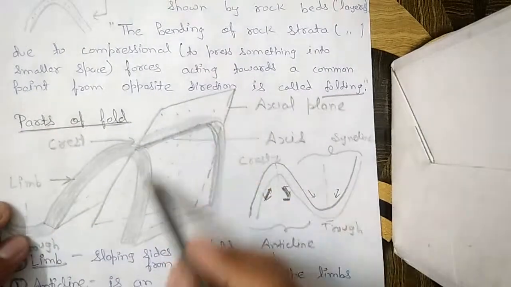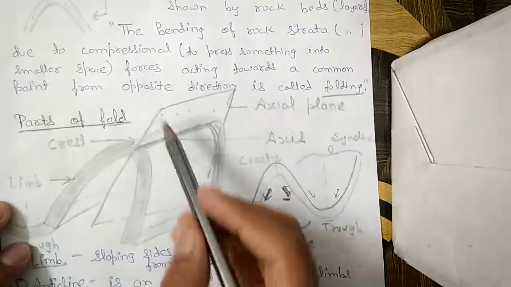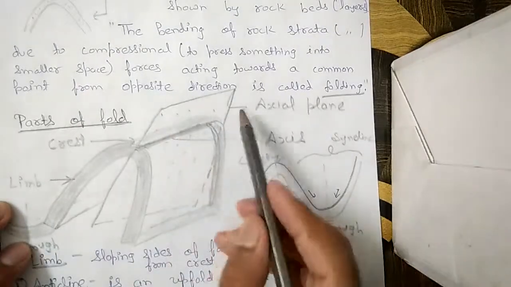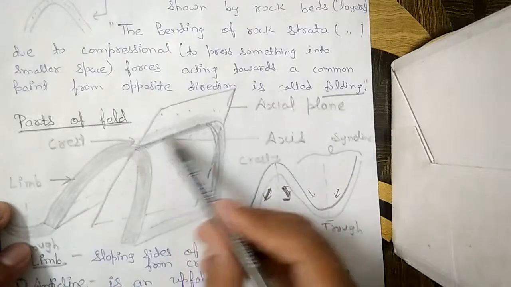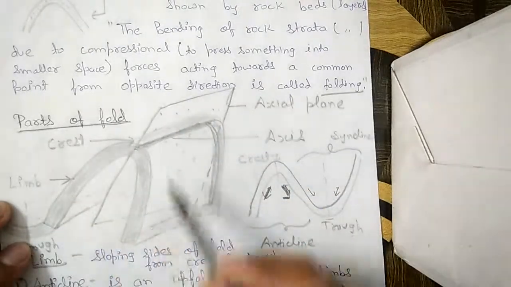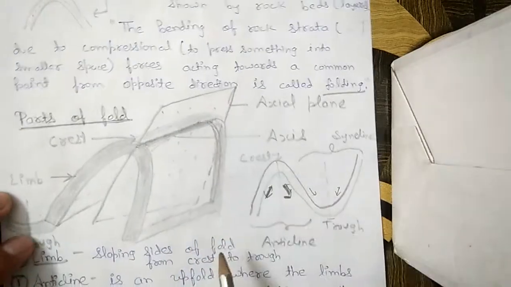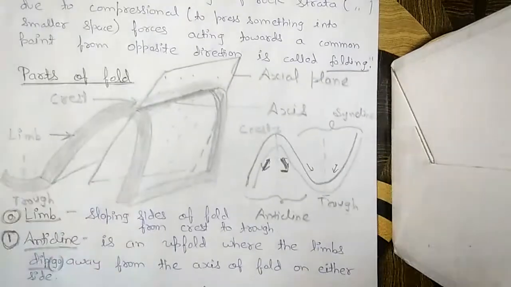Now I will show you. What I told you about axial plane, it is a plane that divides a fold into two equal parts. So this plane is dividing, so this plane is called axial plane, and the line formed by intersection of axial plane and fold is called axis. So this line is called axis, and everything is clear now. So notes.